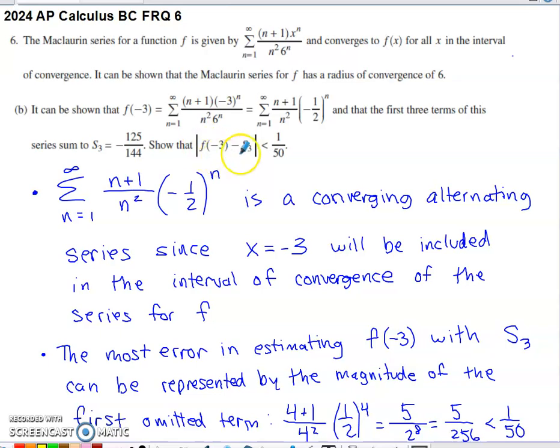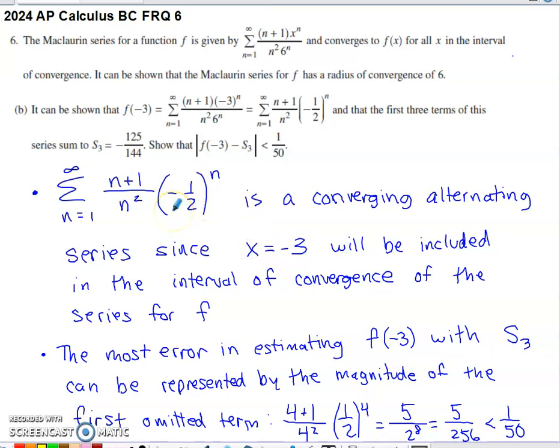Now hopefully you see this statement here at the end of part B and realize they're asking you to establish an error bound. And when you establish an error bound in a series problem, it's typically going to be one of two strategies, either using the Lagrange error bound or using the alternating series error bound. Alternating series is way easier. This is an alternating series, right? You can rewrite this as negative 1 to the n divided by 2 to the n. So we would have that negative 1 to the n representing our alternating term.